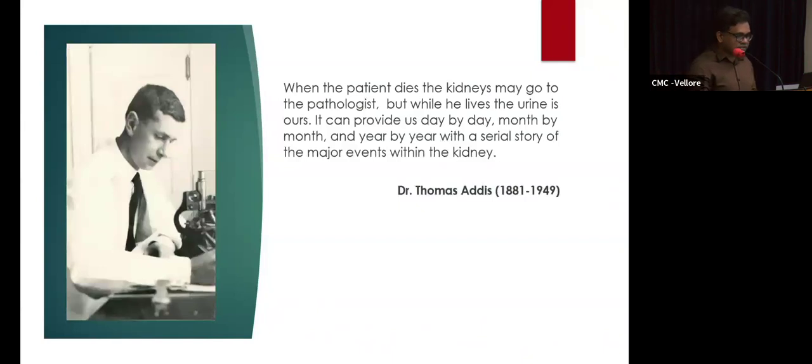After that, Thomas Addis coined something very important for us. When the patient dies, the kidneys go to the pathologist. But if he lives, the urine is ours. It can provide us, day by day, month by month, or year by year, a serial story of the major events going on inside the kidney, whether it is glomerulonephritis, lupus nephritis, chronic kidney disease, or diabetic nephropathy. That's why we follow our patient with urine analysis as long as the patient is with us.